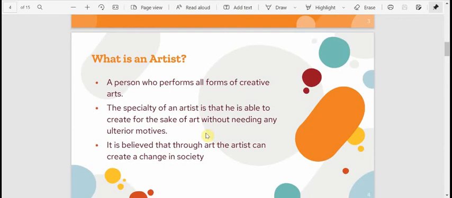Again, artists create art for the sake of art itself without needing ulterior motives like earning money, or to be famous, or to be recognized, or things like that. Some artists create their work of art for the satisfaction of society or their audiences in which they live in.